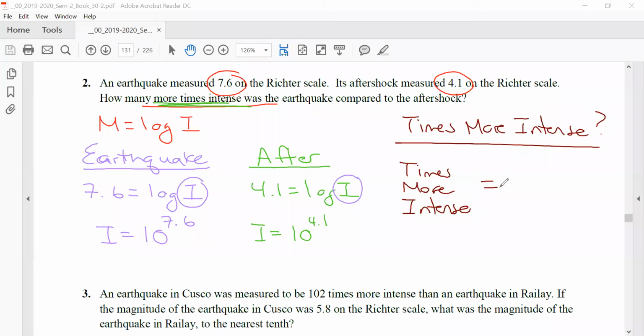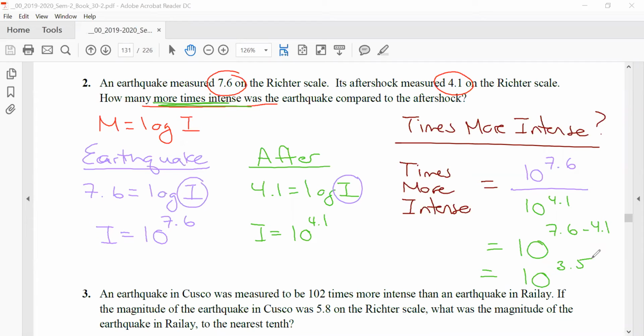Well, it's the bigger divided by the smaller. The bigger one is 10 to the 7.6, and the smaller one was 10 to the 4.1. So guess what? I'm going to divide those things, and when I divide them, we subtract the exponents, and I get 10 to the 3.5, which I'm going to stick in my calculator. I'm always going to have to tell you how to round, but worry about that later.